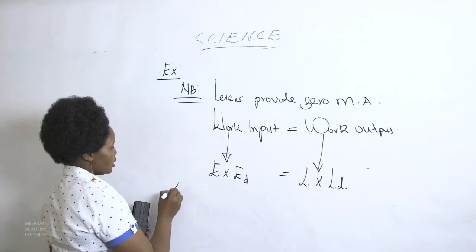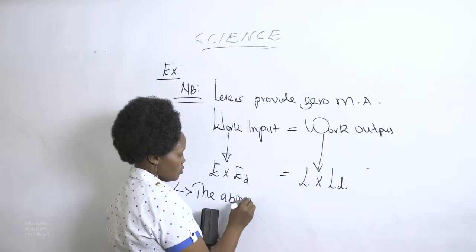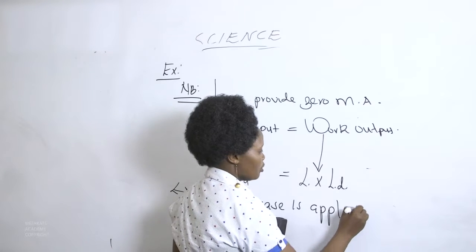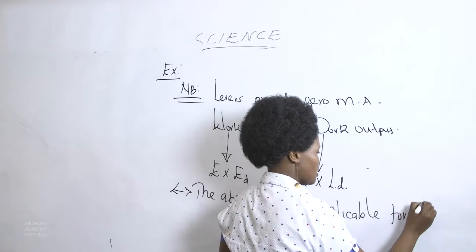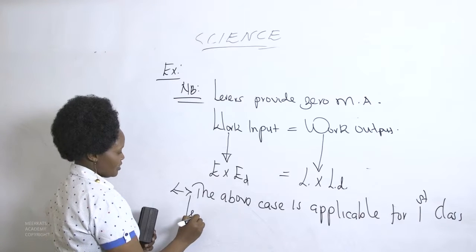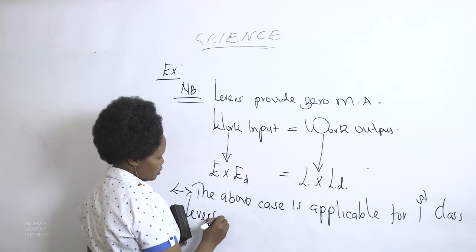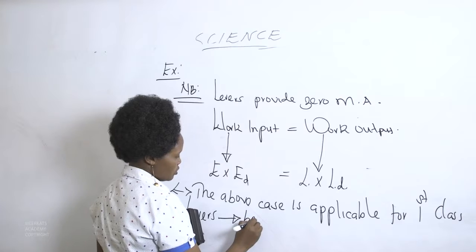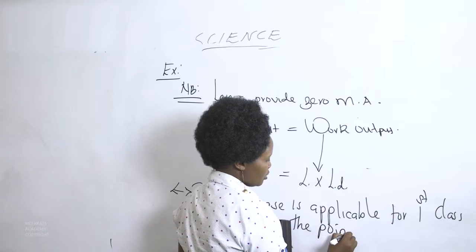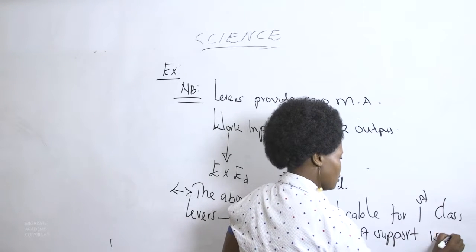And this one is only applicable for first class levers. Why do we say that the mechanical advantage is zero? It is because the point of support is at the middle. Support is at the middle.